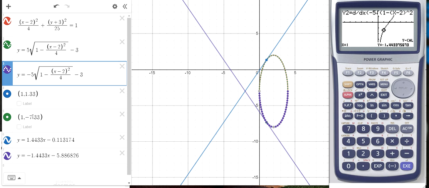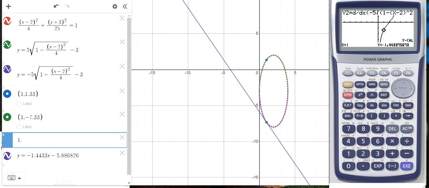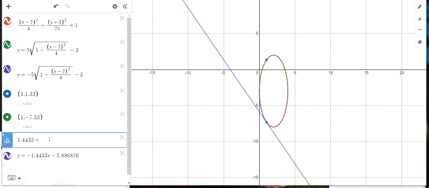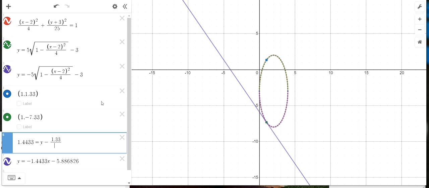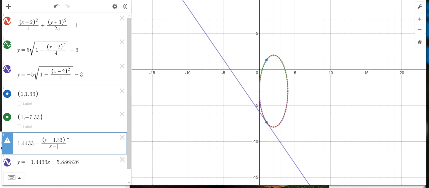Now, by knowing these points, this and this, I can write the following equation. 1.4433 equals y minus y1, 1.33, over, I need to add some brackets here, and that's over x minus 1.